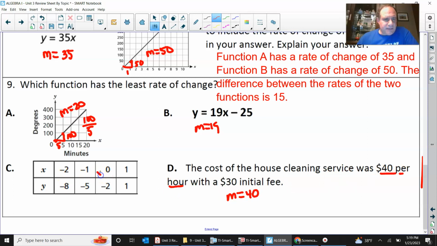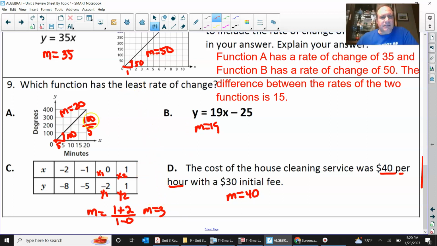And then this rate, x1, y1, x2, no, wrong. This is a horizontal table. Just be careful there. That's your x2. This is your y1. This is your y2. So the slope would be y2 minus y1, over x2 minus x1. So that's 3 over 1. The slope is 3. Which one has the least rate of change?